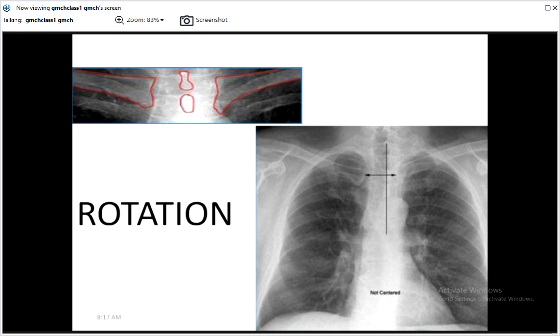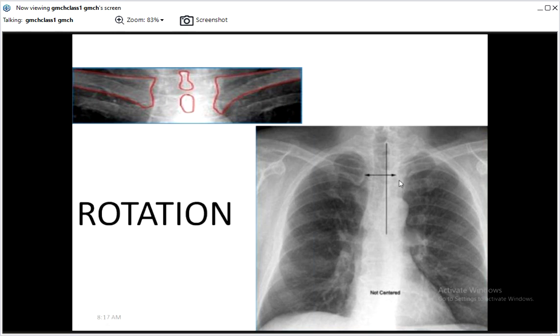So how do we have to see? You have to see both medial ends of the clavicle. This is the left clavicle, this is the right clavicle. This is the medial end of the clavicle, and this is the cervical spine, spinous process rather, of the C7, C8 spine. And you have to see whether the distance of the spinous process is the same from both the medial ends of the clavicle or not. If the distance is the same, that means the film is centralized and not rotated. If this distance is different, that means the film is rotated.